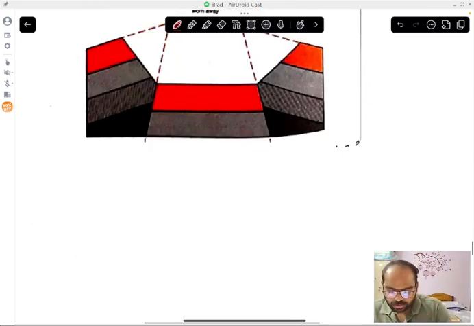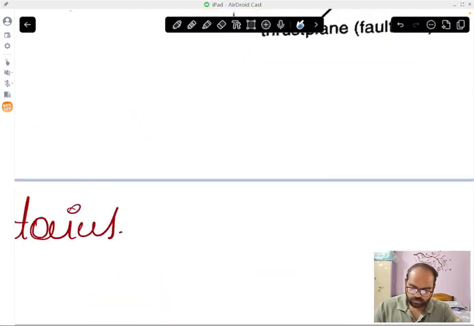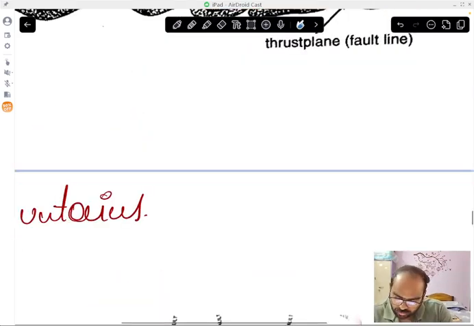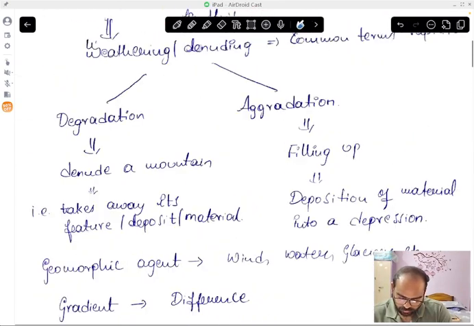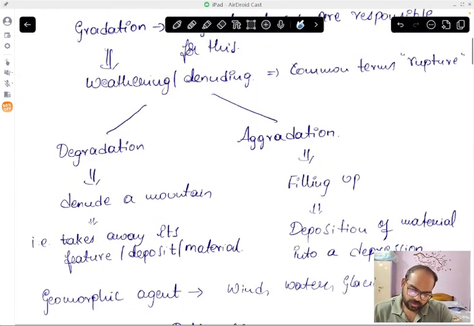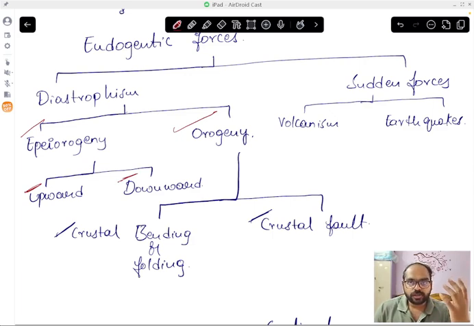So, that's all for today. We have seen epiorogeny and orogeny. Due to epiorogeny, there is continent building. There will be upward movement of the continent and downward movement of the continent. Upward movement is called emergence. Downward movement is called submergence.